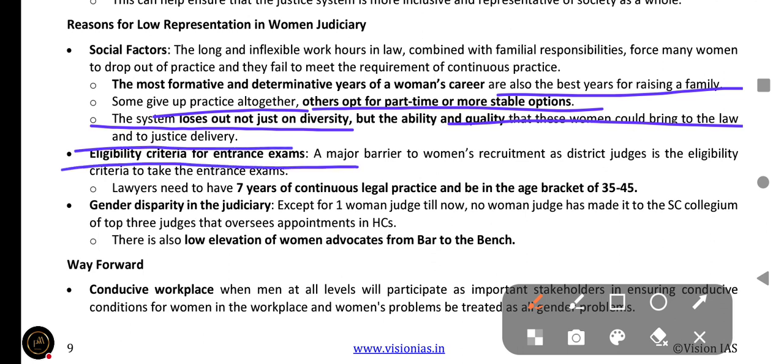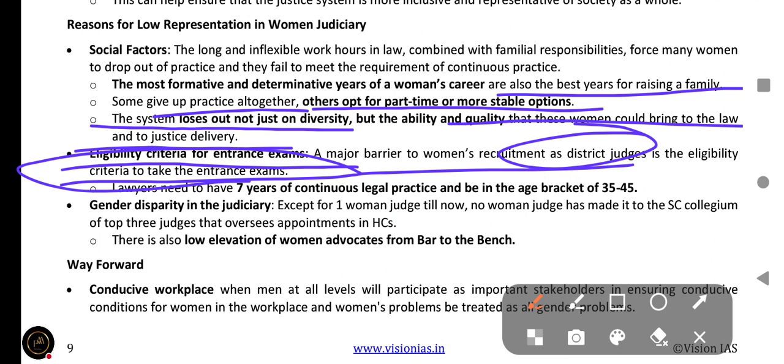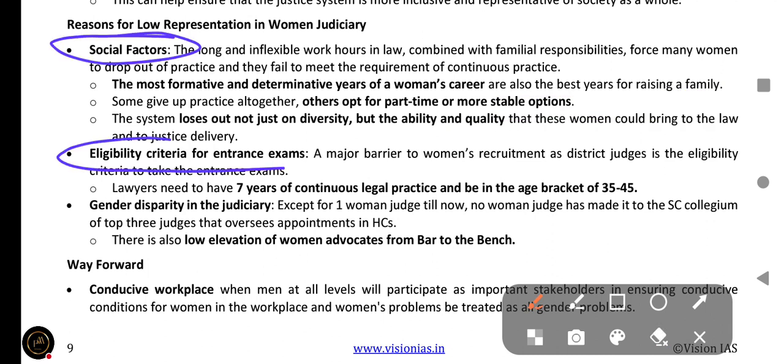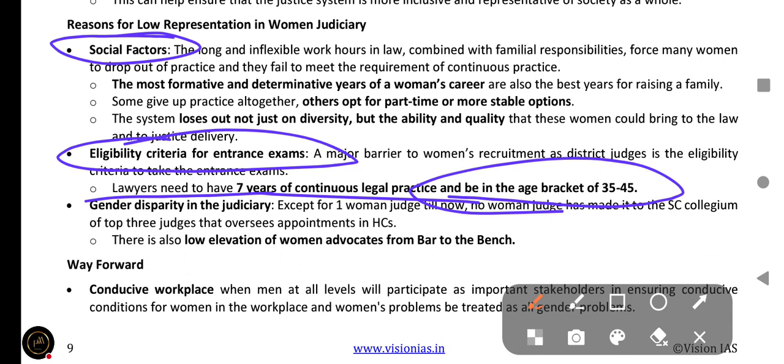Eligibility criteria for entrance exams. A major barrier to women's recruitment as district judges is the eligibility criteria to take the entrance exam. So first reason is social factor, second reason is eligibility criteria for entrance examination. That you can see here, lawyers need to have 7 years of continuous legal practice and be in the age bracket of 35 to 45 years.